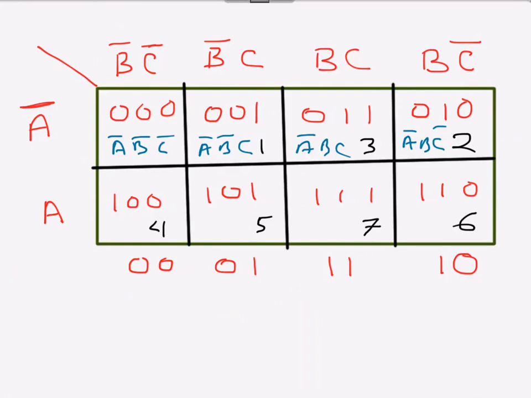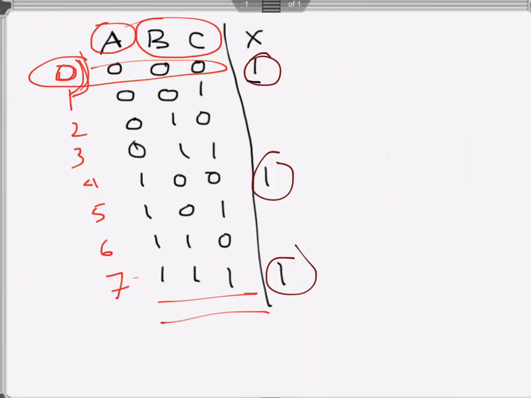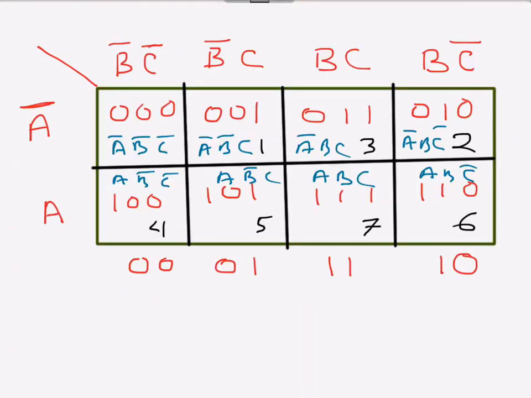This one will be A, B bar, C bar. This one will be A, B bar, C. This one will be A, B, C. And this one will be A, B, C bar. Now, when we use the K-map to minimize, we transfer these outputs only once here, and then we form a group with the adjacent cells.